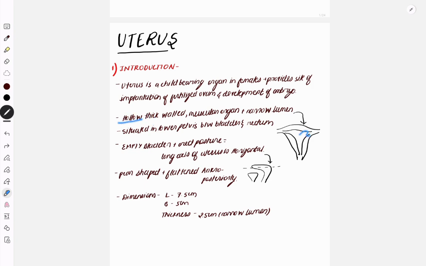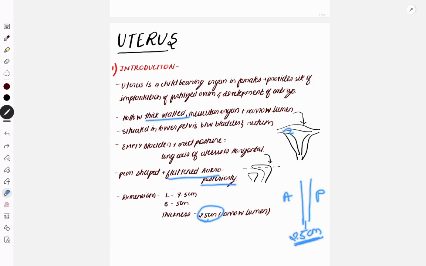It is a hollow organ, which means it will have a lumen, and this lumen is very narrow. It has a thickness of just 2.5 centimeters, and the reason is because it is flattened antero-posteriorly. Antero-posteriorly the uterus is completely flattened, which gives it a thickness of just 2.5 centimeters.